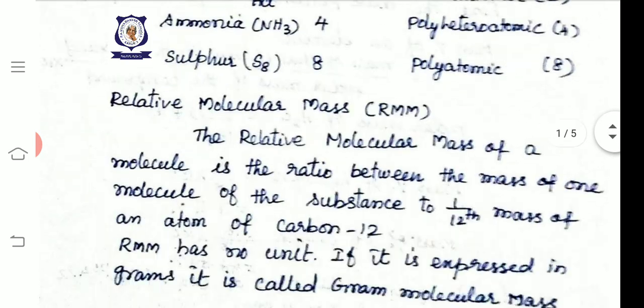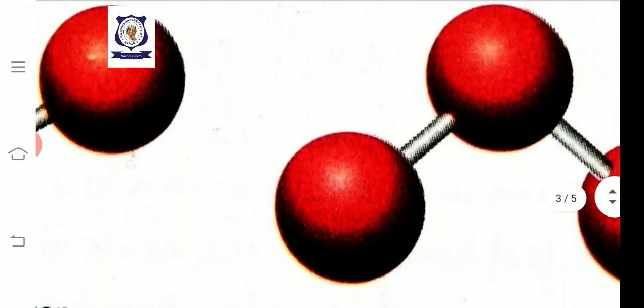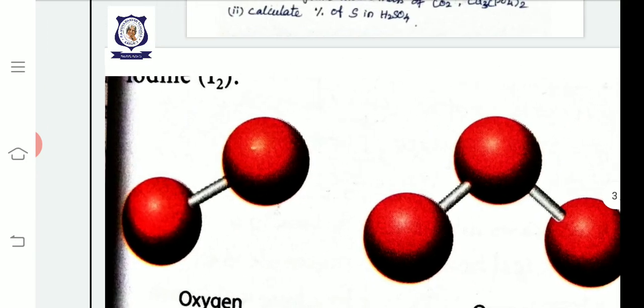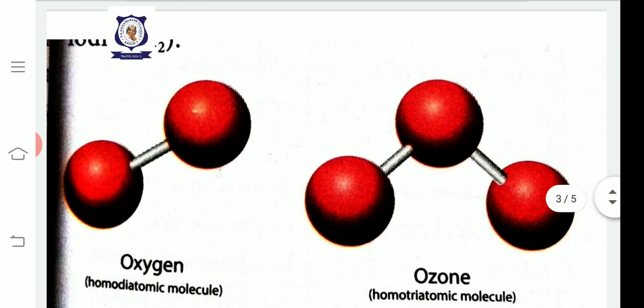Let us see this diagram. Two oxygen atoms combine together to form a molecule. It is called a homodiatomic molecule. In the oxygen molecule, there are two atoms of oxygen. They combine together, so it is called a homodiatomic molecule.